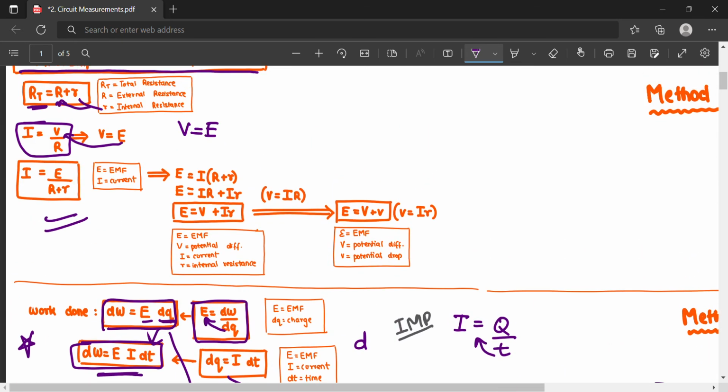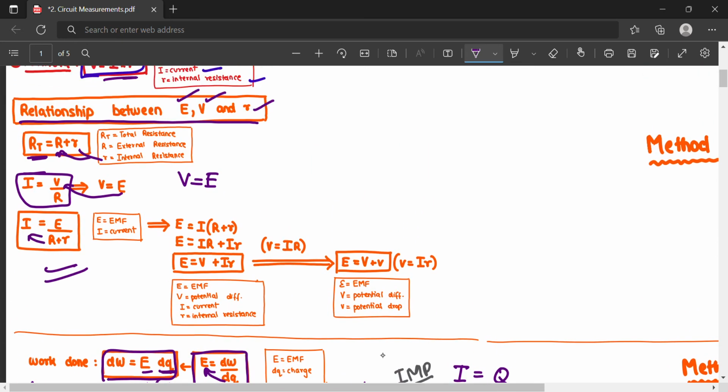And if I want to find this, I'll take this value here, I'll multiply both the sides and I will get the same formula, that is V is equal to E minus I R, and I can also take the small v in this case to be substituted as I into small r.